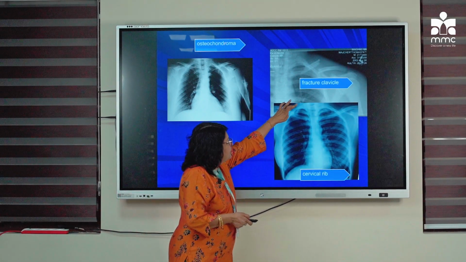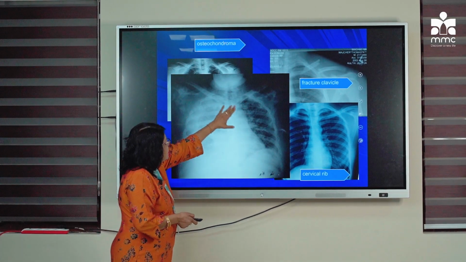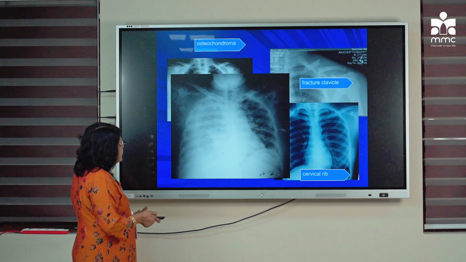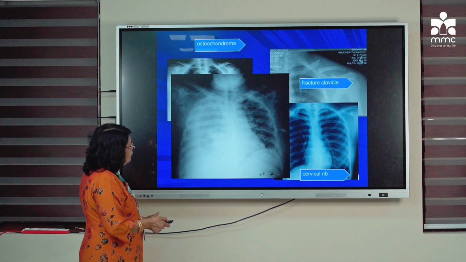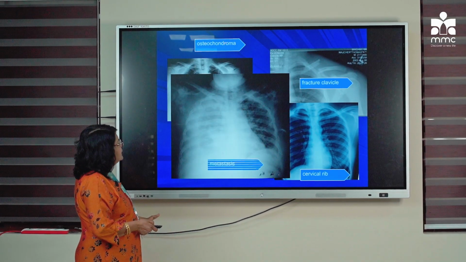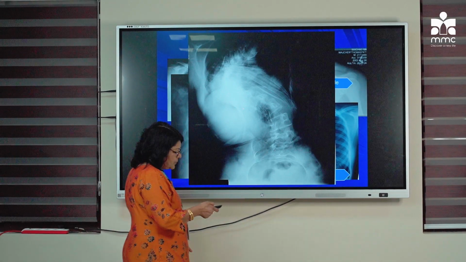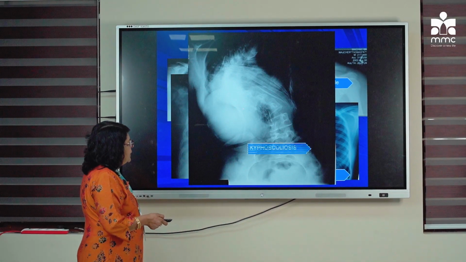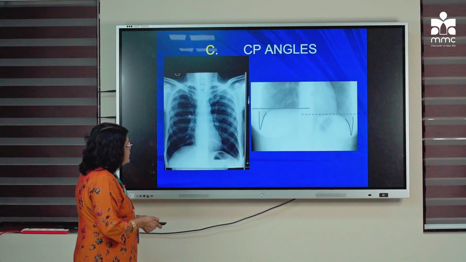Here you have an additional bone called the cervical rib. Then here you can see a lot of multiple lytic lesions in the ribs and clavicle, that is the metastasis in a neuroblastoma case. Then you can see severe congenital anomaly, kyphoscoliosis with butterfly vertebra and hemivertebra. So these are the bony anomalies which you have to look for when you interpret a chest X-ray.